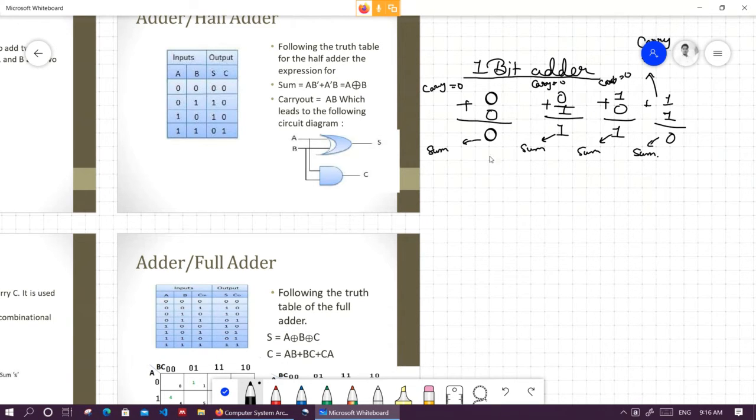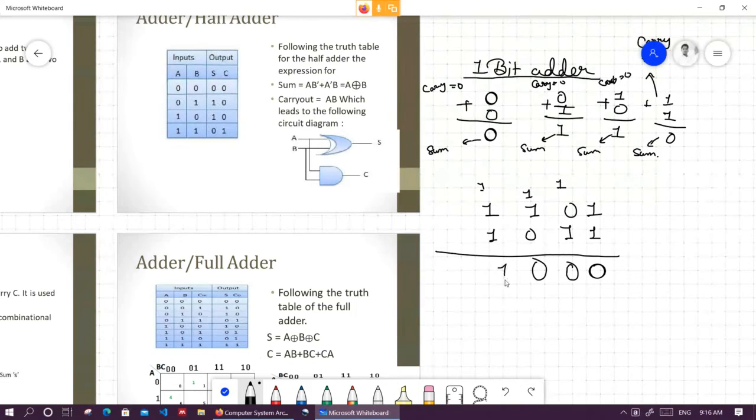Now in this particular scenario, let me draw this: 1 1 0 1, 1 0 1 1. So 1 plus 1 will be 0, then there is a carry. 1 plus 1 will be 0, then there is a carry. 1 plus 1 will be 0, there will be a carry, and 1 plus 1 plus 1 will be 1 and 1. So you can see that there is a carry in also. This is known as a carry in.